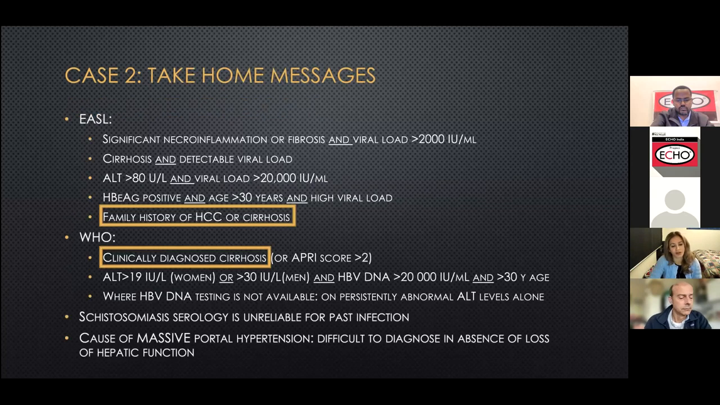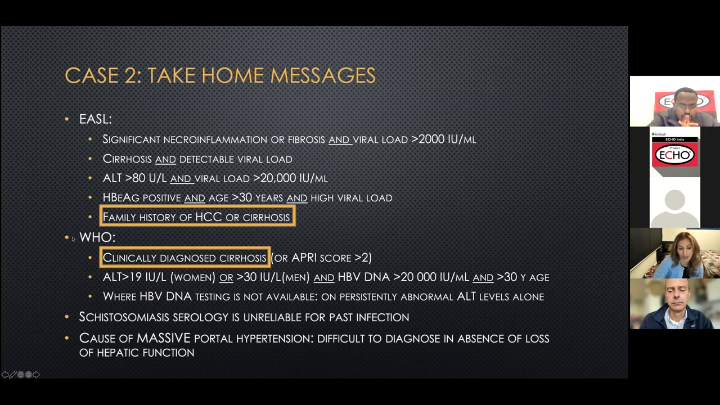So before we went on, I thought I'd just quickly look at Hep B and its treatment indications. The EASL guidelines say you need necroinflammation and fibrosis, but also an increased viral load. Well, he doesn't have that. Cirrhosis and a detectable viral load, no, he doesn't have that. ALT that's elevated and a viral load that's up, both of those he doesn't have. E antigen positive and an age greater than 30, no, he doesn't fit that criteria. Family history of HCC or cirrhosis, well, he does fit this.